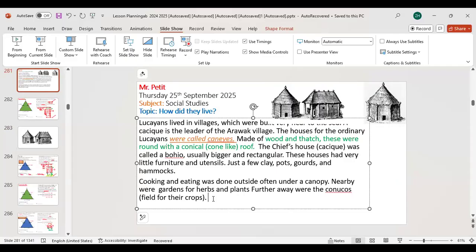And when we talk about the conucos and the field for their crops, we're getting into how they survive. What do they eat to sustain themselves? That's what we're basically diving into. All right. So what I want you to do is take a picture of your work and send it to me via WhatsApp.